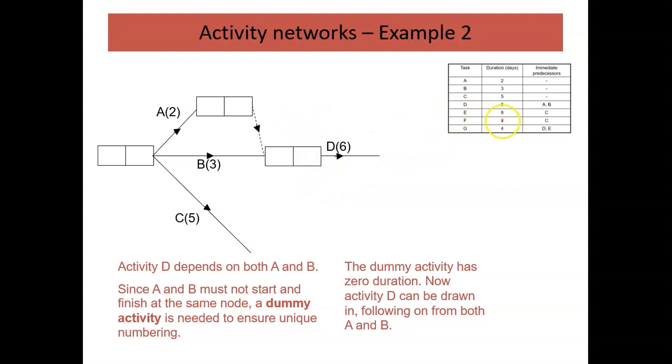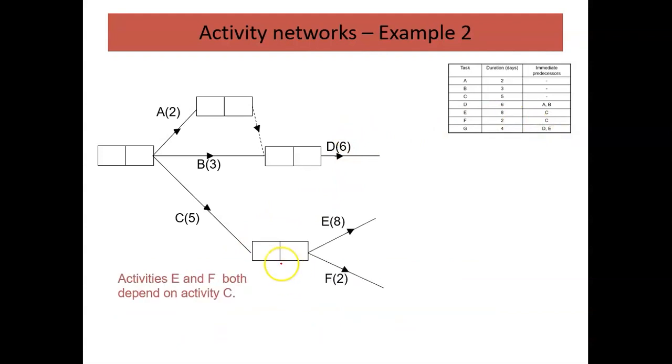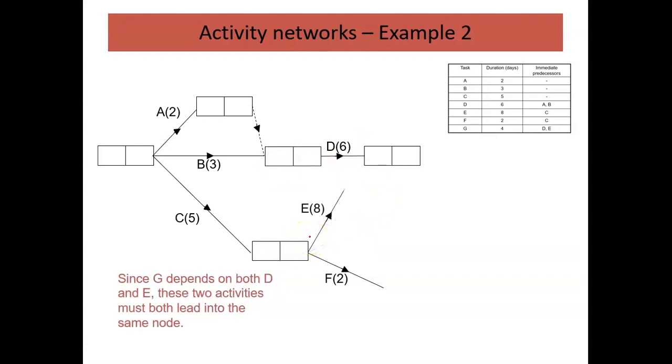Now, E, it says, is dependent on C, and F is dependent on C as well. So I suppose we're going to have two things coming off of this, and there they are. We've got this double box again. E and F are both coming off of it, and G relies on D and E taking place, so they've got to go into the same thing. They start at different places. I don't need a dummy activity here, so they both go into there and there. You see, I've drawn it slightly differently just to tidy it up a bit.